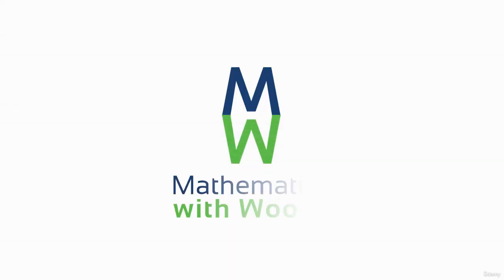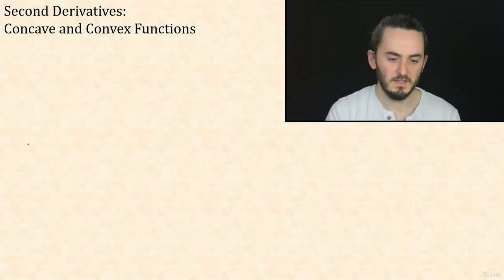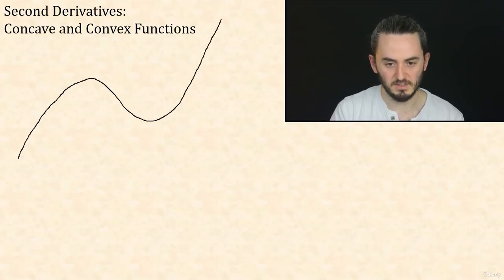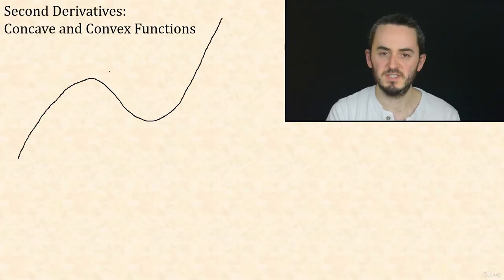In this video, we're going to learn about second derivatives and how we can use them to understand when a function is concave, when it's convex, and when we have a point of inflection. Okay, if we consider a curve like this, which is maybe a cubic or maybe something more complicated, we can think about a number of different sections of the curve.